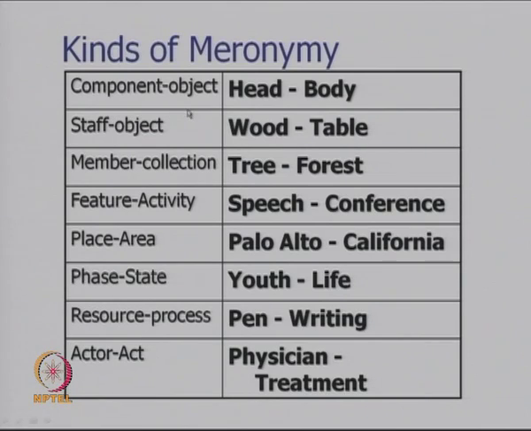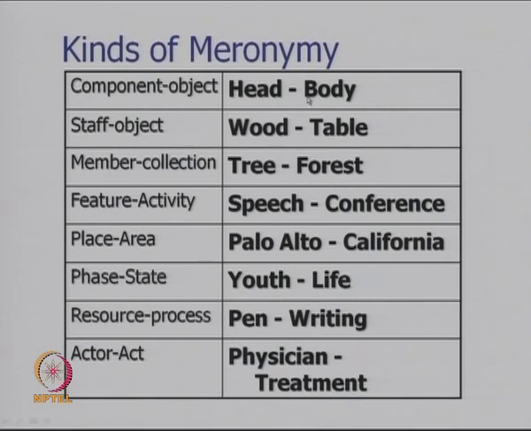So, for example, component-object: head and body, head is a part of the body. Stuff-object: wood table, table is made of wood. Member-collection: tree, forest, tree is a member of the forest. Feature-activity: speech is a feature of conference. Place-area: Palo Alto, California, Palo Alto is a part of California or situated in California. Phase: youth, youth is a phase of life. Resource-process: pen is a resource for the process of writing. Actor-act: physician, treatment. So, physician is the actor, treatment is the act.